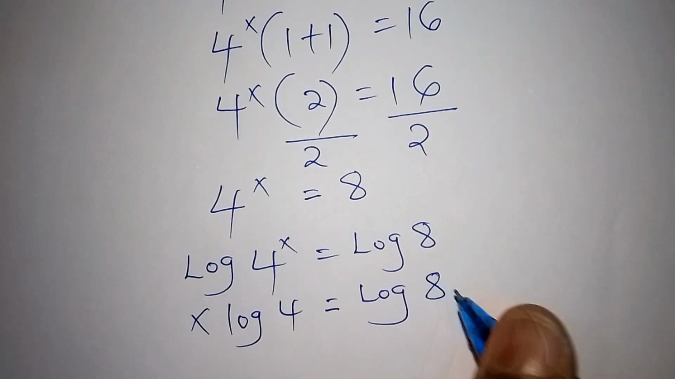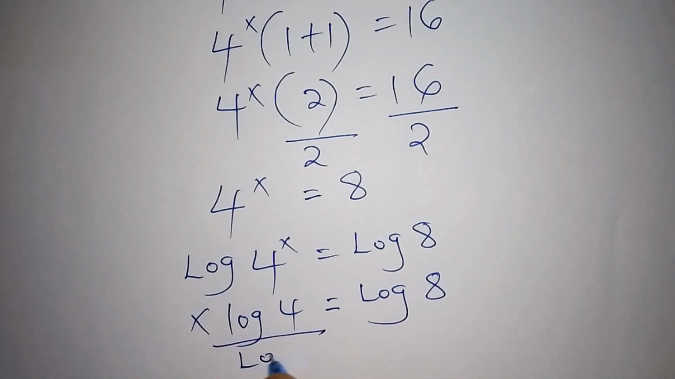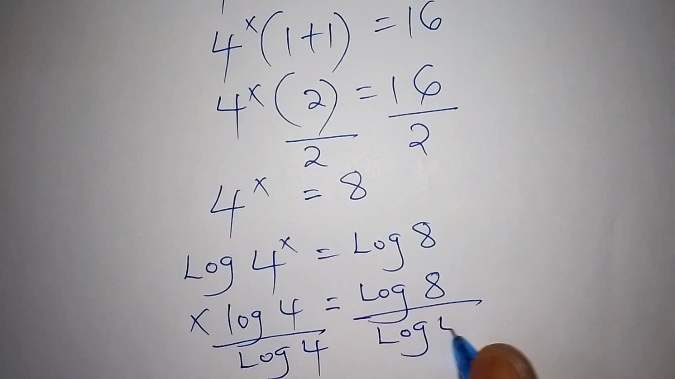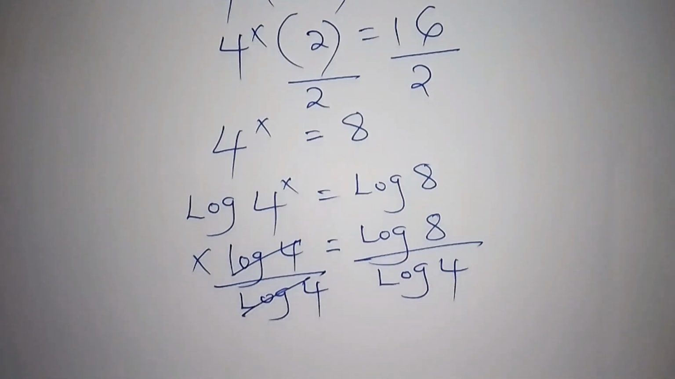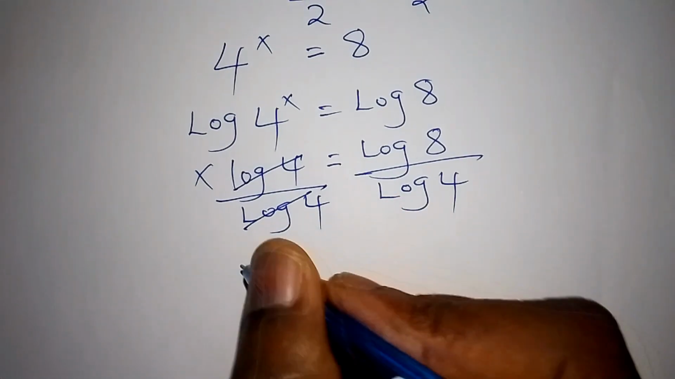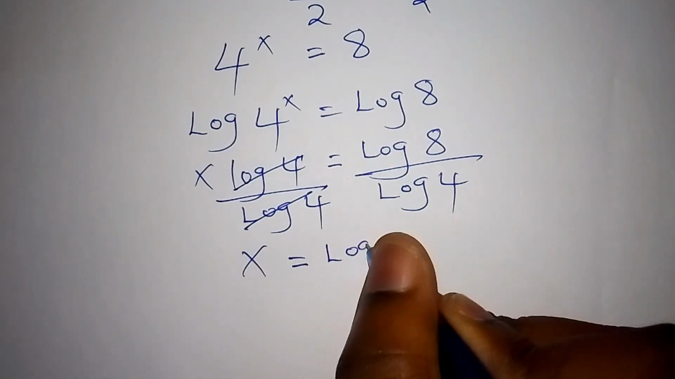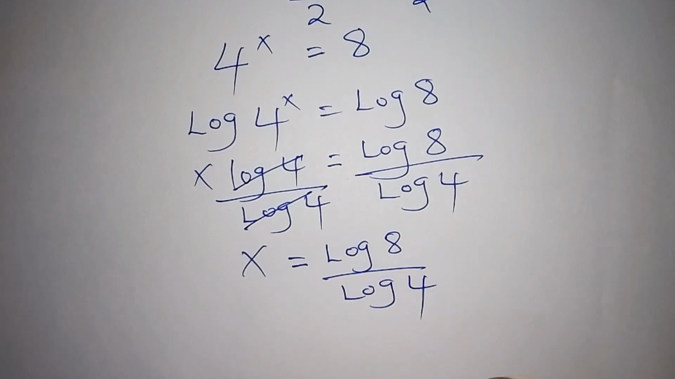Then, for us to remain with x on this side, we need to divide this side by the log of 4, and this side also by the log of 4, so that this and this shall cancel. Now we shall remain with x. So now x is equal to the log of 8 all over the log of 4.